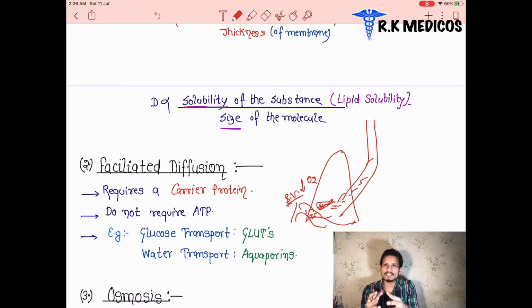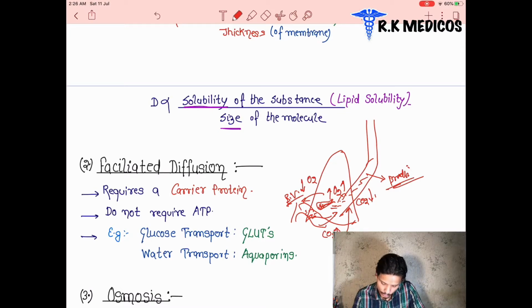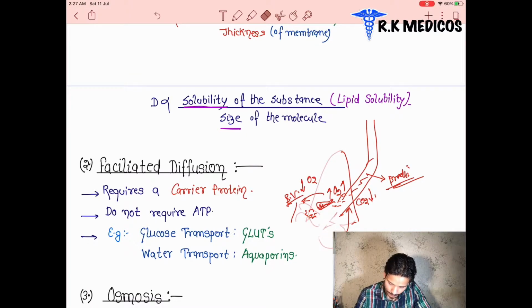So the O2 starts to diffuse from higher concentration to lower concentration, and CO2 is higher in amount in the blood capillaries, lower in the bronchi. So CO2 moves from higher concentration to lower concentration. We can make a clear picture here.